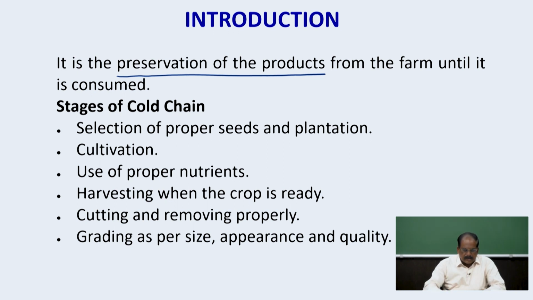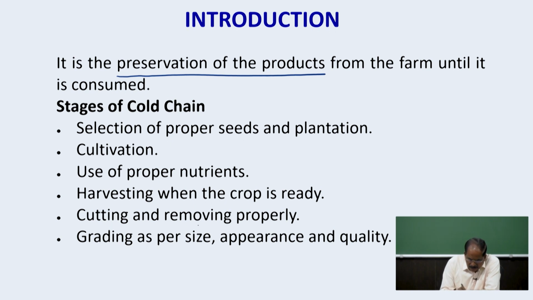There are several stages of cold chain. One is the selection of proper seeds and plantation. This is very, very important. If the proper seed and the plantation is not selected properly, then obviously the output of that harvest may not be a good one. Cultivation, usage of proper nutrients, is very much essential. Harvesting when the crop is ready. Here the nutrients refer to the nutrients that are used during the period of harvesting.